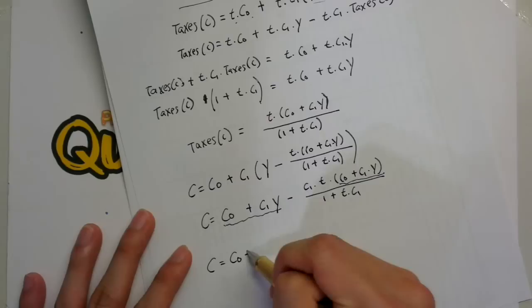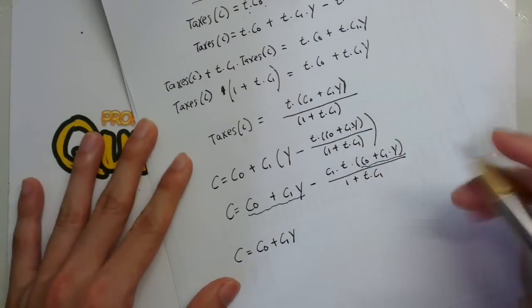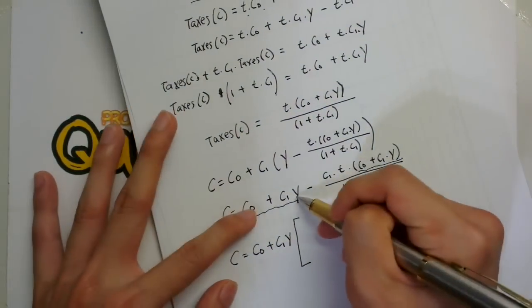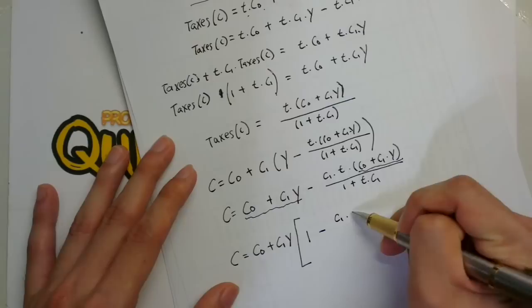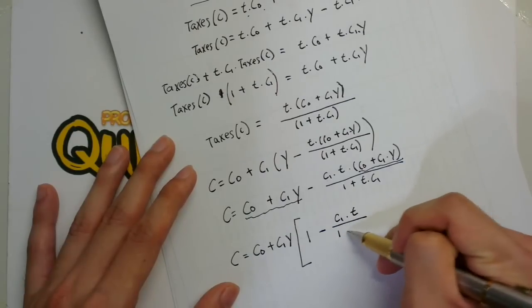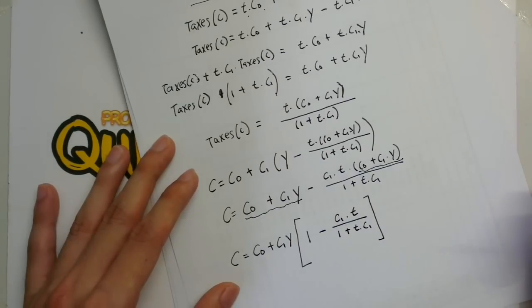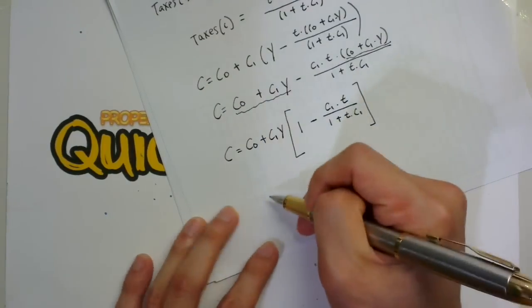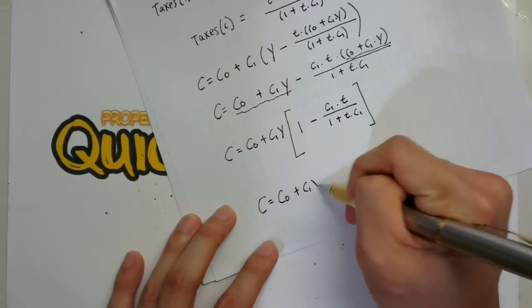So I've got C naught plus C1y, right? This is like factorizing out the entire equation, and I've got this. This whole thing becomes 1. This becomes minus C1t over 1 plus this. There we go. See, it's much simpler now, right? I'm just going to continue to simplify this. I'm going to get C equals C naught plus C1y.